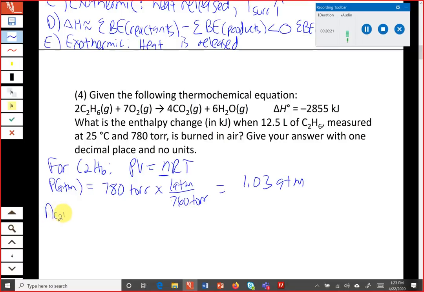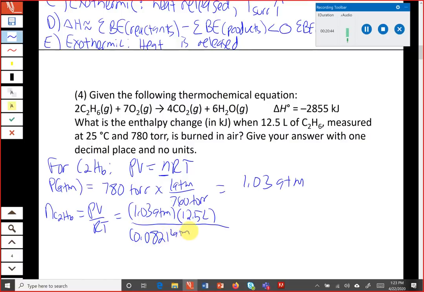The moles of ethane is going to be PV over RT. The pressure we just found was 1.03 atmospheres. The volume is given as 12.5 liters. And then RT in the denominator. R is the universal gas constant. It's on your periodic table, but you should probably know it by now if you've done enough of these problems: 0.0821 liter atmospheres per kelvin mole. The temperature needs to be in Kelvin for any ideal gas calculation. 25 Celsius is 298 Kelvin, adding 273. And so what we get for the moles of C2H6 is 0.526.